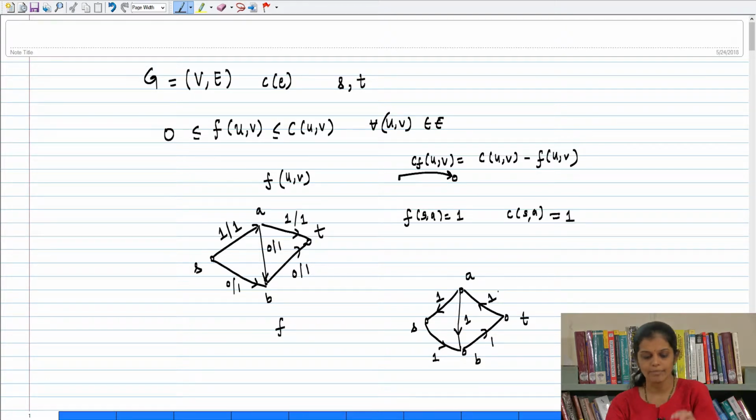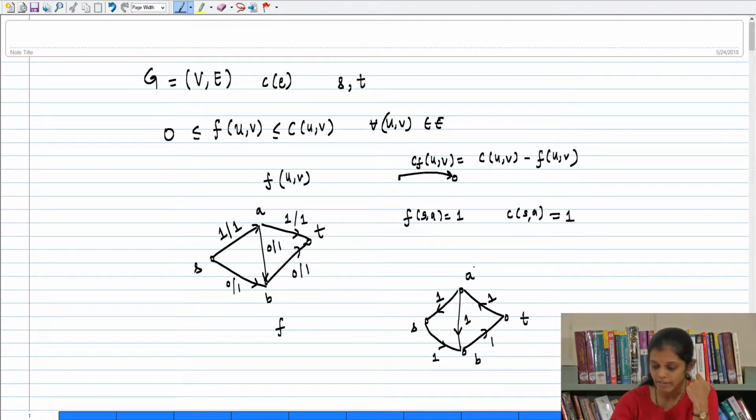So what does it say? For every edge which is present in the original network, you have an edge in the same direction, which will have capacity equal to C of uv minus F of uv, and you retain that edge only if the capacity happens to be greater than 0. Otherwise there is no point in retaining it, and that is why we deleted this edge.